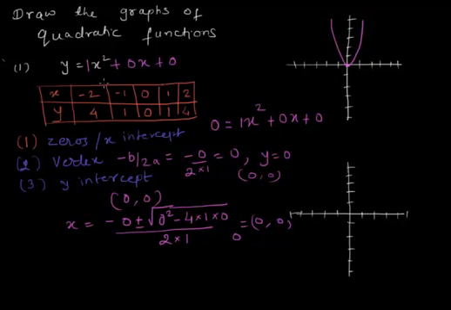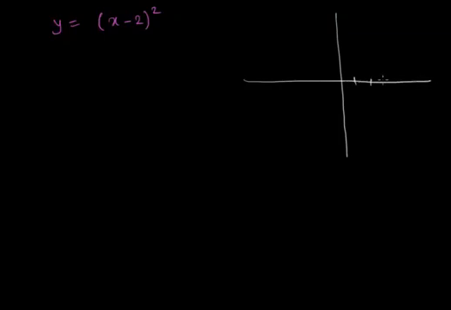Now let's see one more example to understand the concept more clearly. Suppose we have the equation of the form, say y equals x minus 2 whole square. Now if I look at this equation, first we need to plot the axes, marking 1, 2, 3, 4, 5 on each axis.